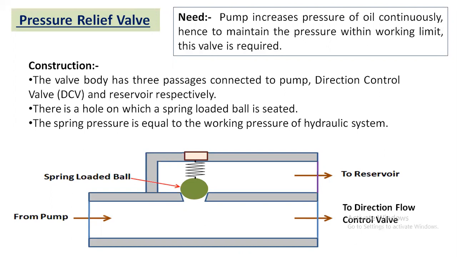It contains a spring loaded ball which is seated in a hole and spring pressure is applied on it. The spring pressure is equal to the working pressure of hydraulic system. So if the spring pressure is more than working pressure, then the ball is loaded with the pressure and it keeps sitting on its seat.